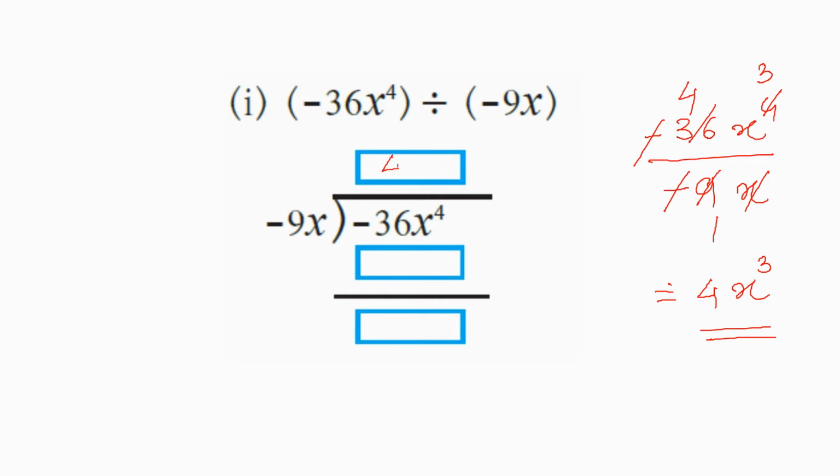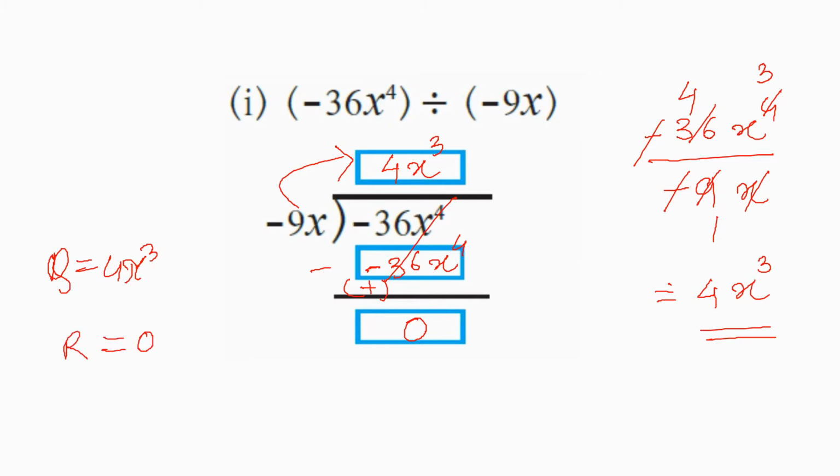So we'll have here 4x cube, and we know 9x into 4x cube will give you minus 36x raised to 4. And then when you subtract it, you'll have to change the sign throughout because we have a negative sign here. And finally, minus 36x raised to 4 and plus 36x raised to 4 will get cancelled and you will be left with 0. So your quotient is 4x cube and your remainder is 0.